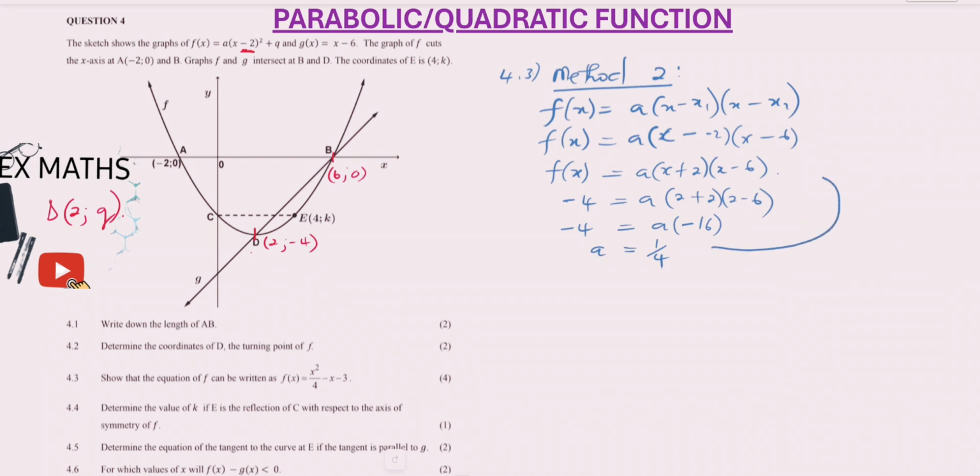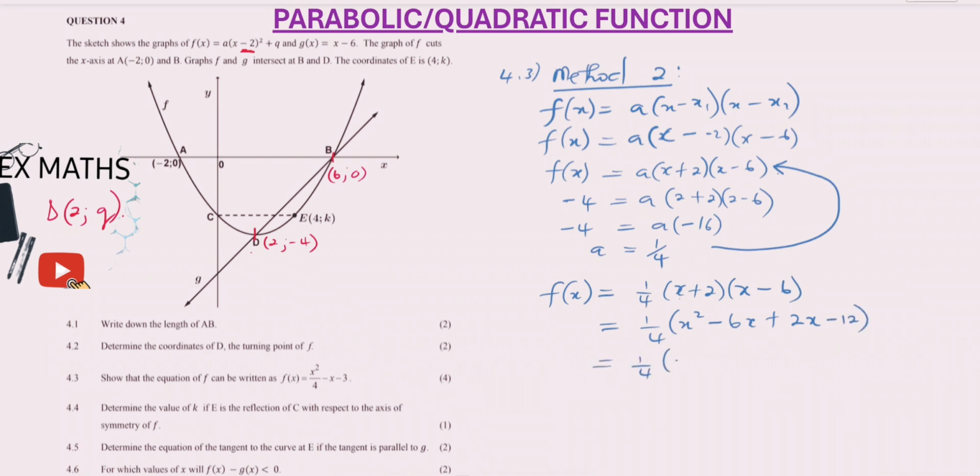Then we come back at this stage and substitute a is equal to 1 over 4. So f of x is equal to 1 over 4 open bracket x plus 2, x minus 6. Then from there we do 1 quarter open bracket x times x, we get x squared, then x times minus 6, which is minus 6x, plus 2 times x, which is 2x, then 2 times minus 6, we get minus 12. Then this is going to be 1 over 4 open bracket x squared, minus 6 plus 2, we get minus 4x, then minus 12.